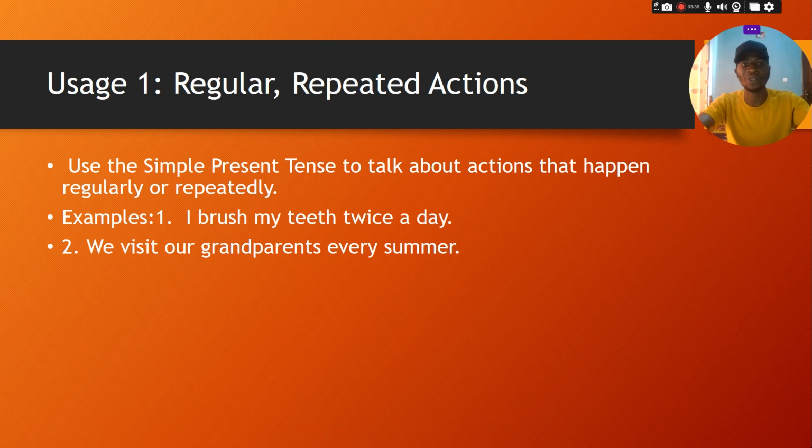Example number 2, we visit our grandparents every summer. So these two sentences are talking about actions that happen regularly or repeatedly. That is how we express ourselves and how we construct our sentences. We always use simple present tense whenever we talk about actions that happen regularly or repeatedly.